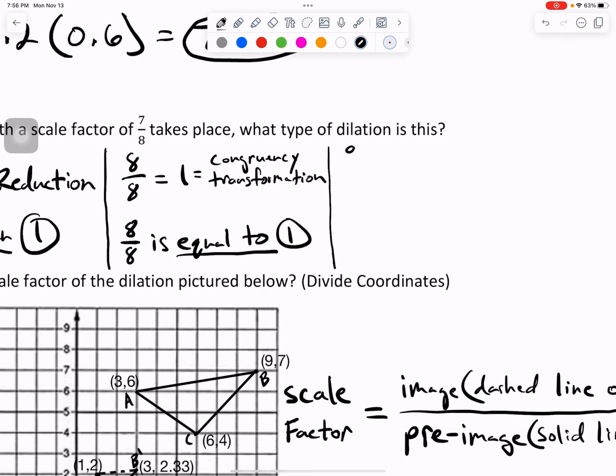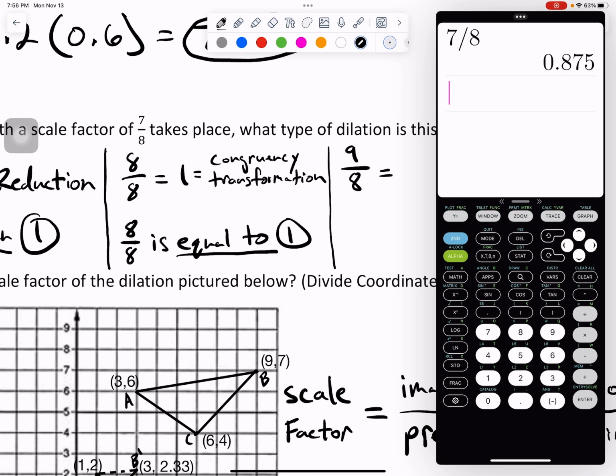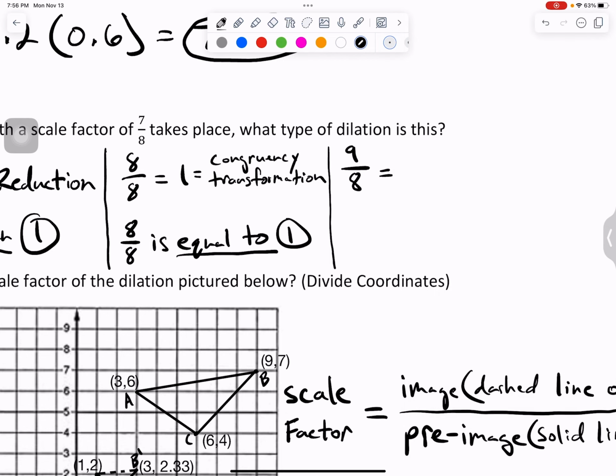All right, but what if there were 9/8? Well, 9/8, whoa, do we have more than one pizza? We do. And how much do we have? Well, let's do 9 divided by 8. We have 1.125. All right, that number is now exactly greater than 1.